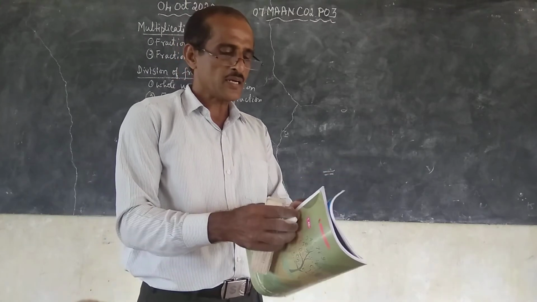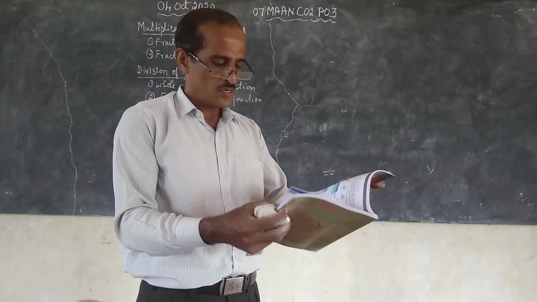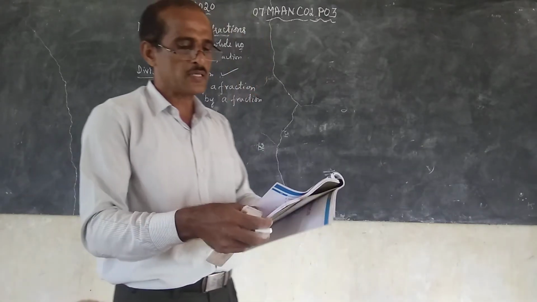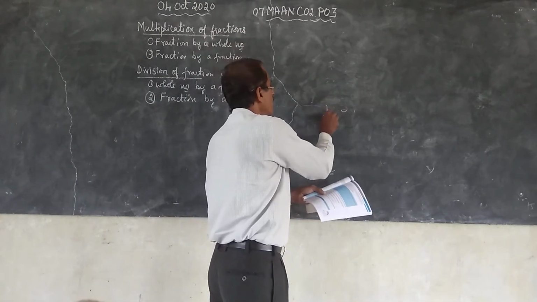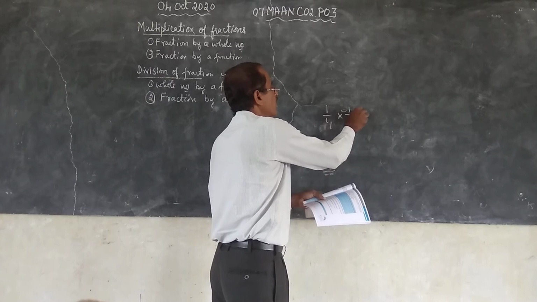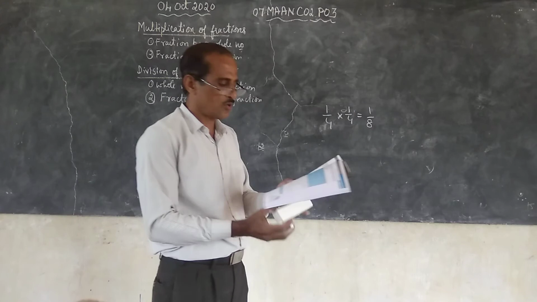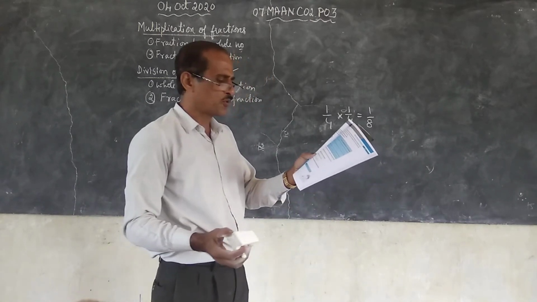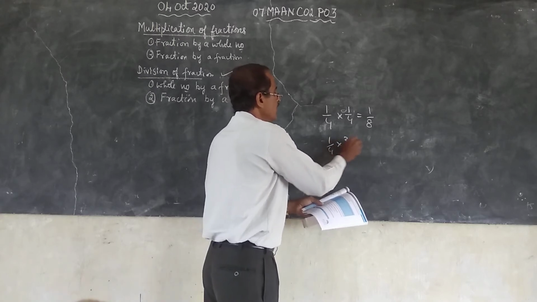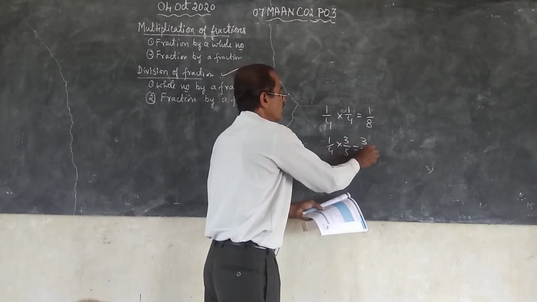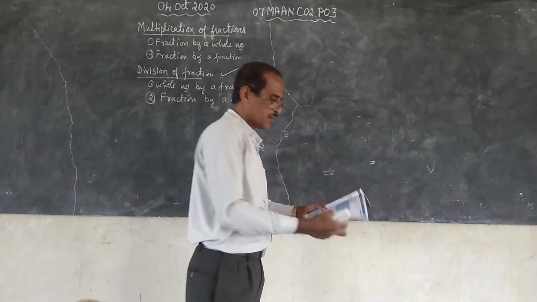Next, fraction by another fraction. In another exercise it is given: exercise 2.3 on page number 41. Find 1 by 4 of 1 by 4. 1 by 4 of 1 by 4 means 1 by 16. 1 by 4 of 3 by 5: 3 into 1 is 3, 4 into 5 is 20. So the answer is 3 by 20. Like this we will do. Okay.